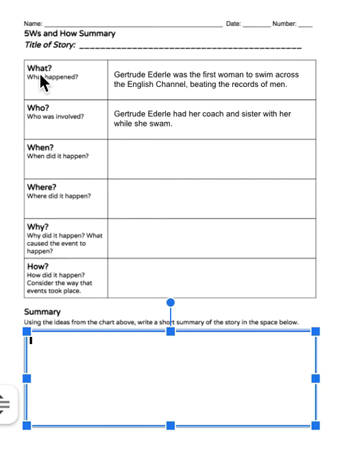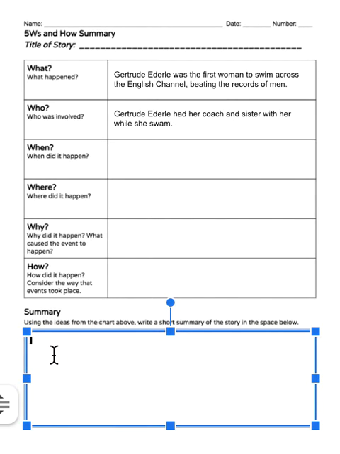I'm going to start up here with the what, and I'm going to go in order to try to explain the story, okay? Now, this is a little bit more than just cutting and pasting the sentences into a paragraph. We want to make sure that it makes sense. So let's start. I'm going to read my box, and I'm going to read both of them in order. Gertrude Ederle was the first woman to swim across the English Channel, beating the records of men. Gertrude Ederle had her coach and sister with her while she swam. Okay, I'm going to take those 2 sentences and start my paragraph.